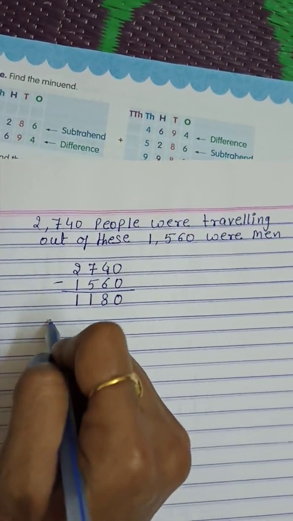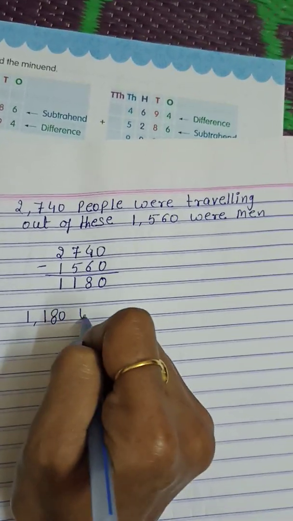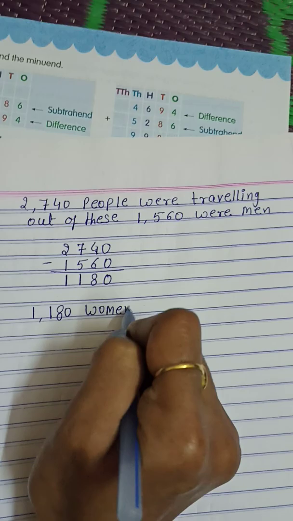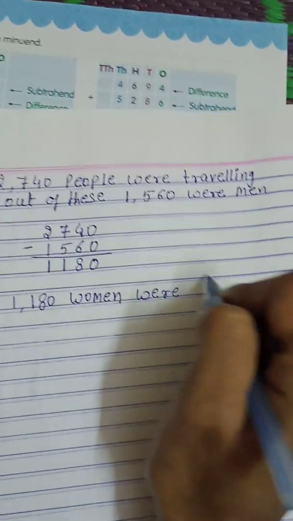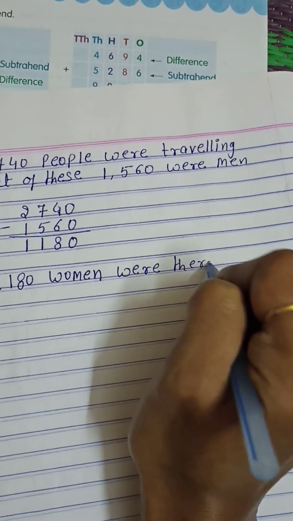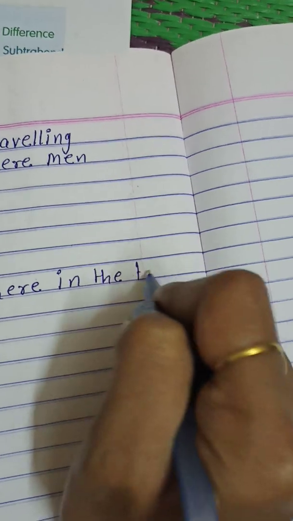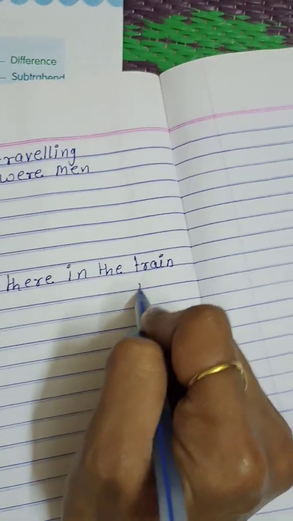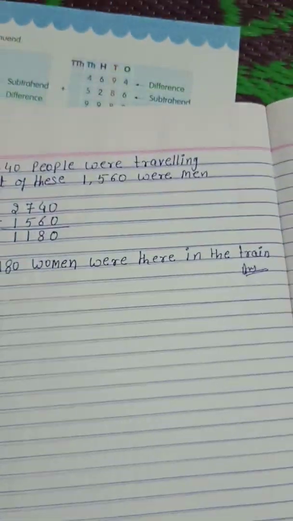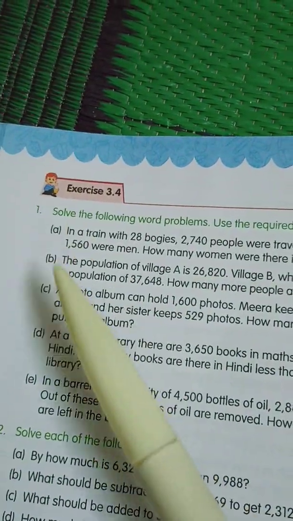So women, how many women? 1180 women were there in the train. Okay, so this is your answer. After this, question number B.